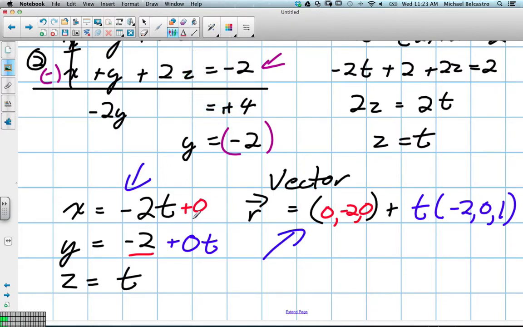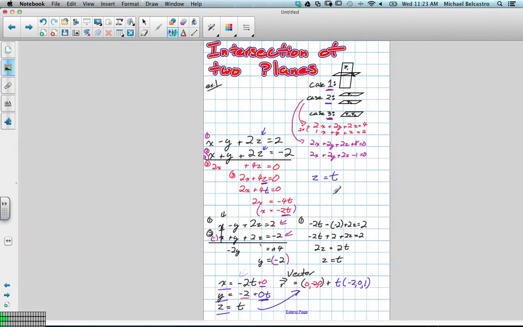Now I know they all didn't have a constant in the parametric form, but this is in parametric form right now. We just had to relate it to vector form to maybe make a little more sense of what we had done there.